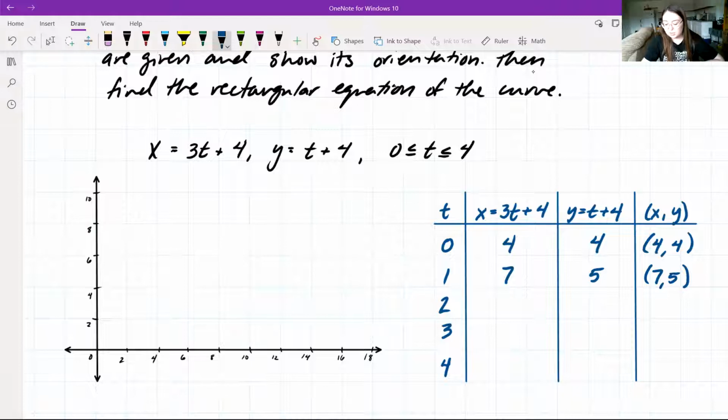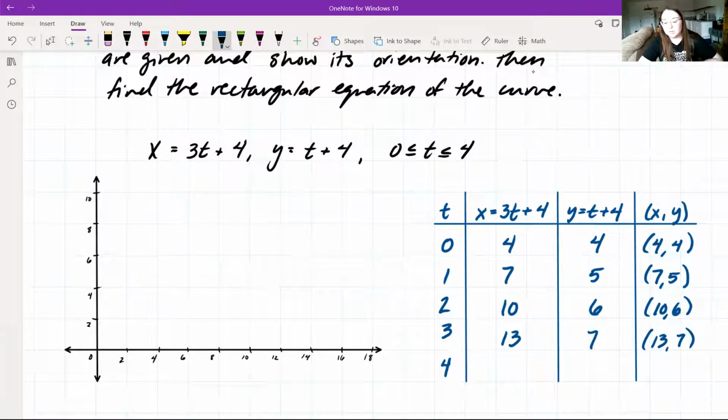Then for t equals 2, 3 times 2 is 6, plus 4 is 10. t plus 4 is 2 plus 4, which is 6, which means that we have our next point at (10, 6). Then we have t equals 3, so 3 times 3 is 9, plus 4 is 13. Then y is equal to 3 plus 4, which is equal to 7. So we have (13, 7).